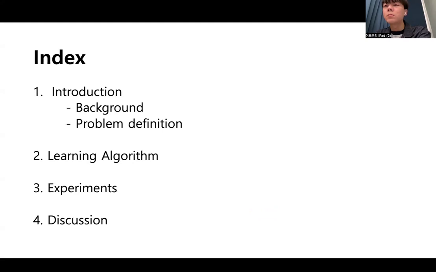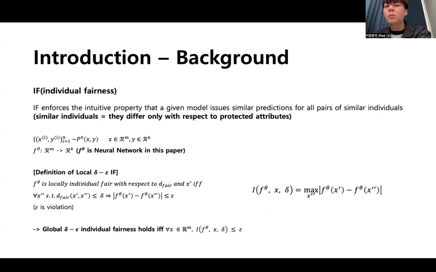First, I will explain the background knowledge and the defined problem necessary to understand the paper. And then I will continue to talk about the running method proposed as a solution in the paper. Following that, I will show the result verified through experiments and conclude with a discussion.